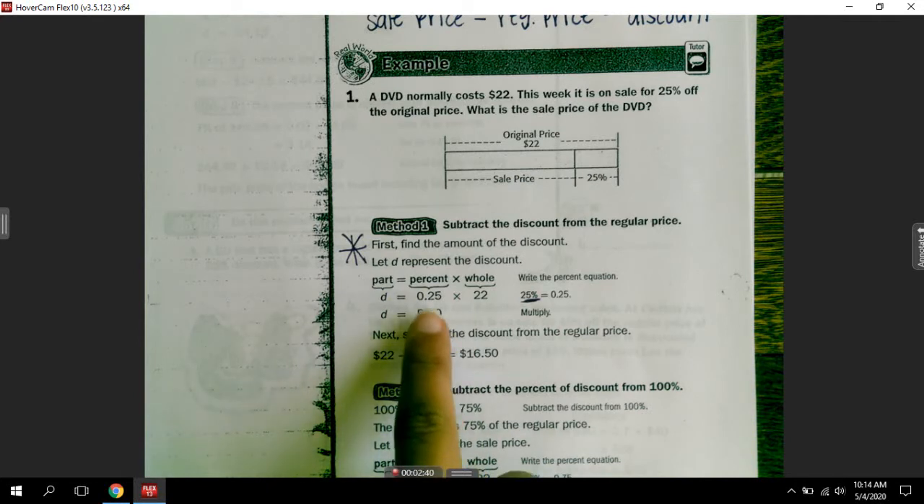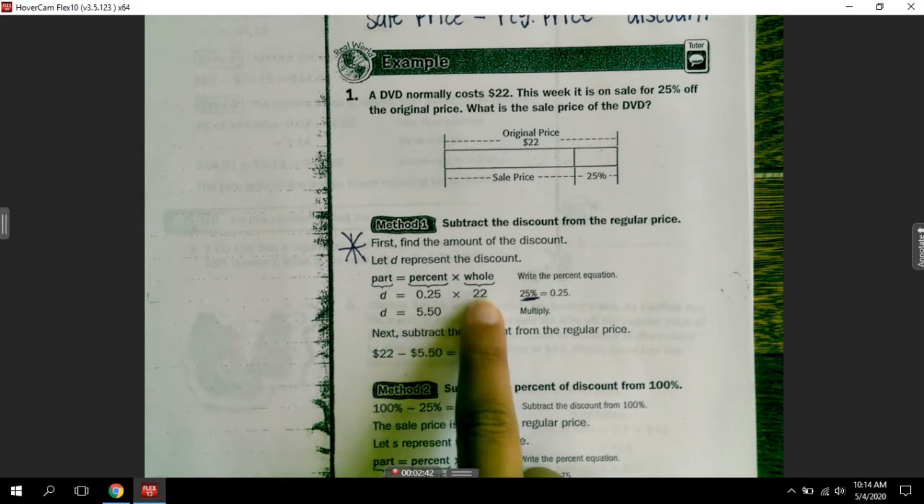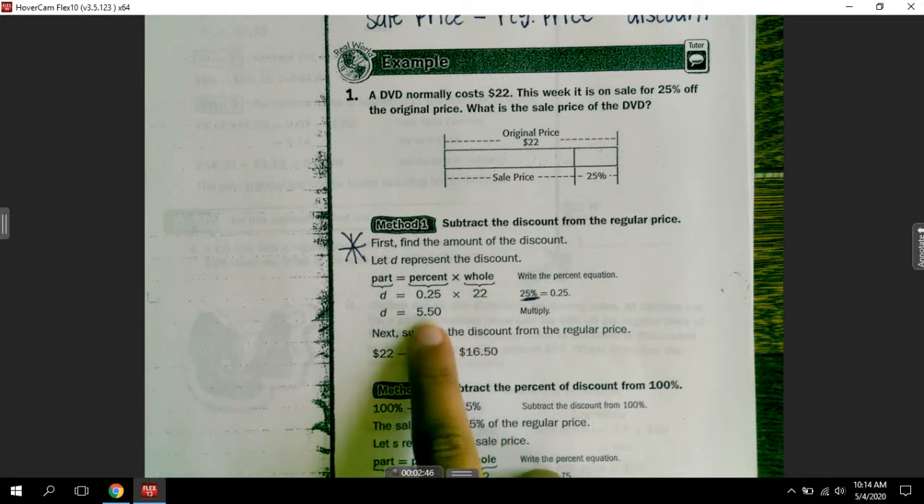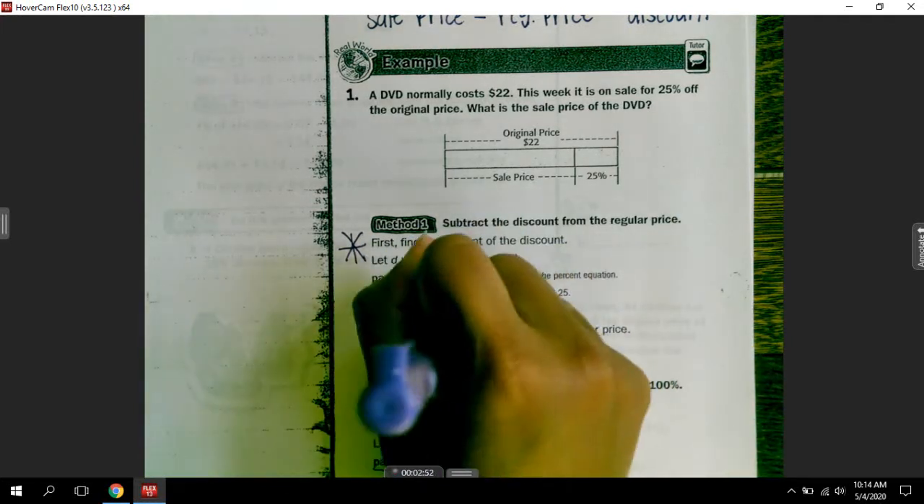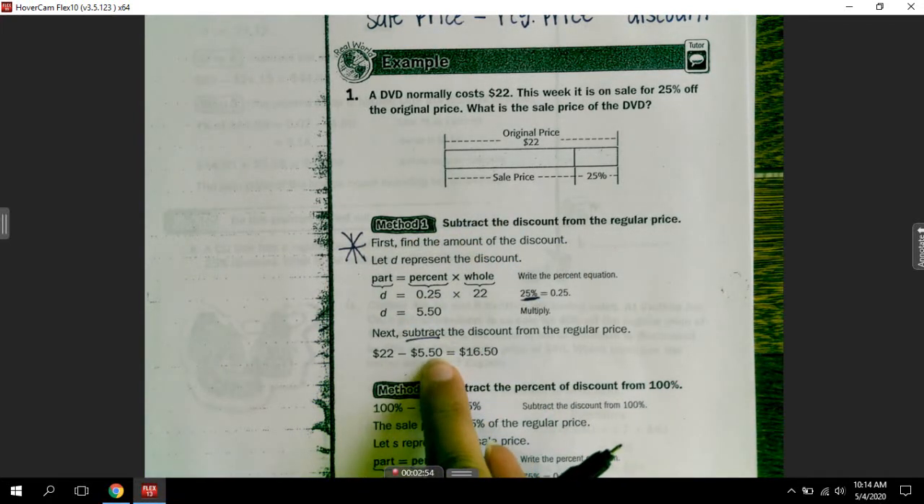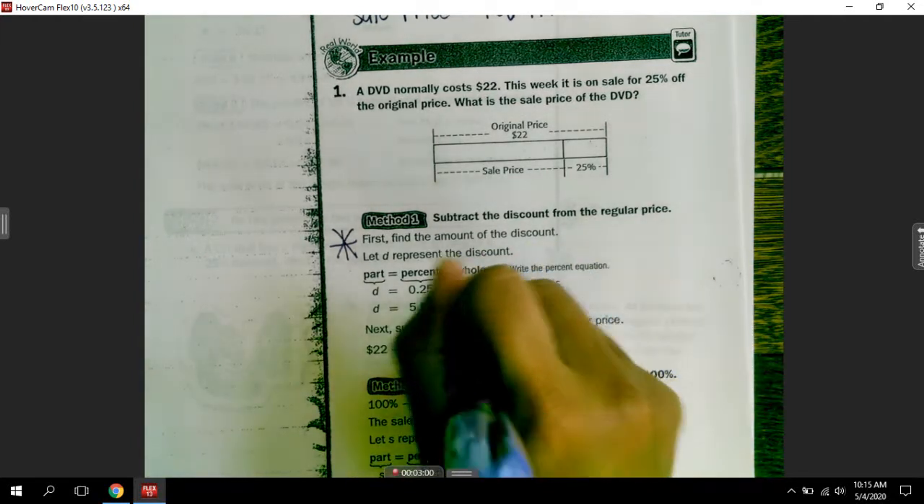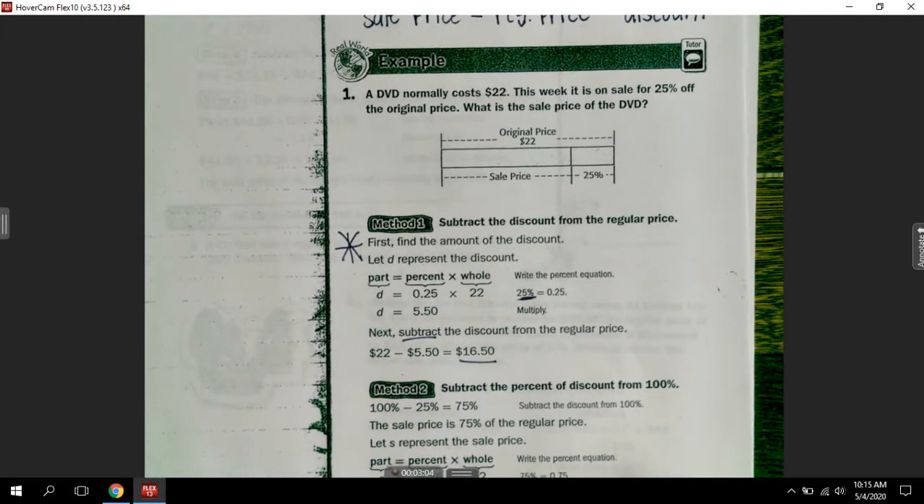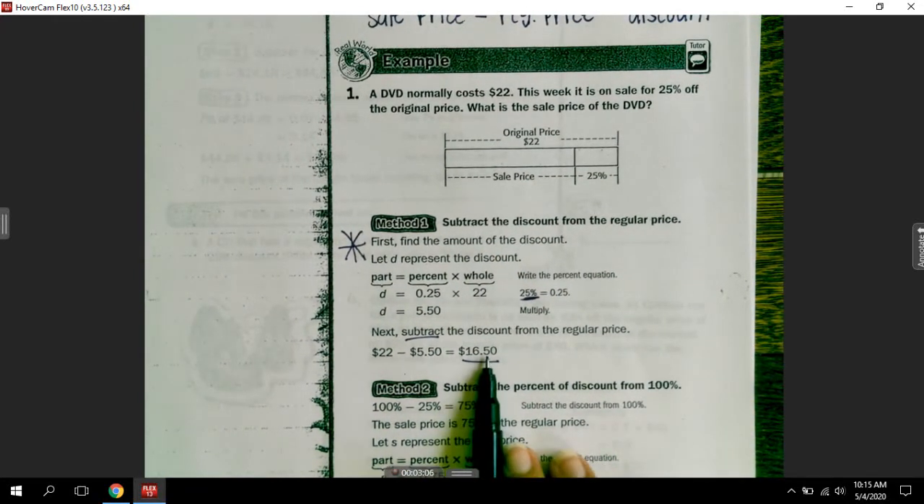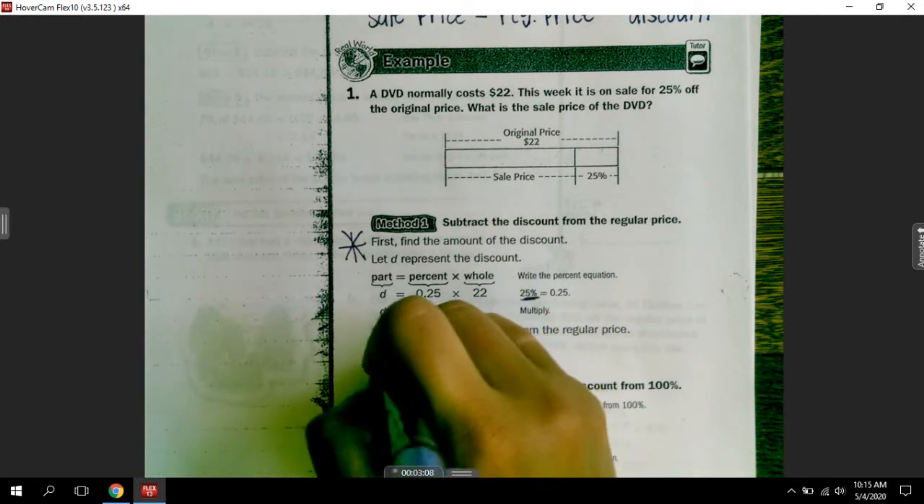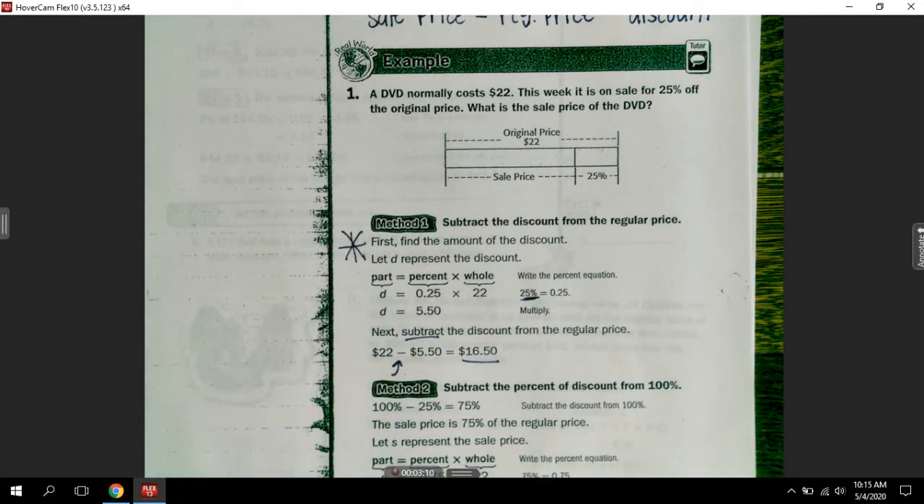So it was 25% off, and the original price was $22. So when you multiply those two together, you get $5.50. Okay, this $5.50 is how much money you're saving. So that's why we're going to subtract that from the original price. Okay, so the original price $22 minus the discount, which is $5.50. So you're paying $16.50. So that is the sale price. Okay, so again, this is the only thing that is different. You're subtracting instead of adding.